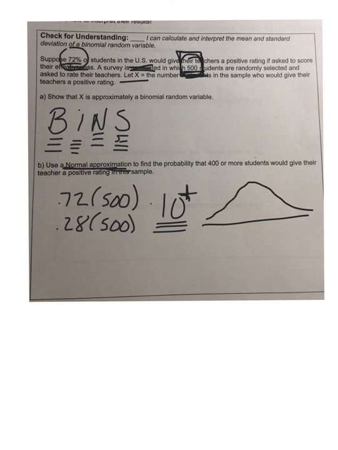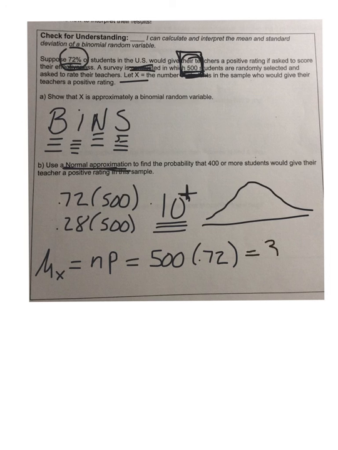Okay, now we don't have a lot to work with, so it is going to be, here's our average, our expected outcome. So the number of students, 500, times the probability, which is 500 times 0.72, and what do we get? So that equals 360.